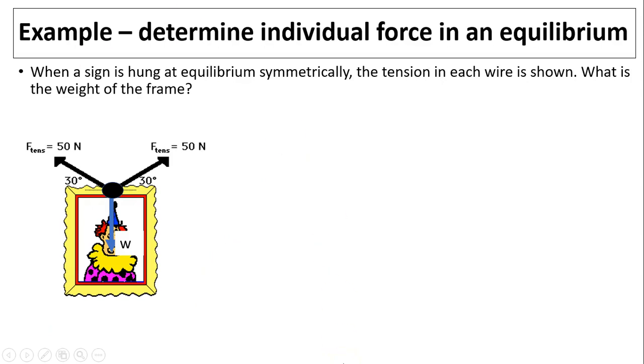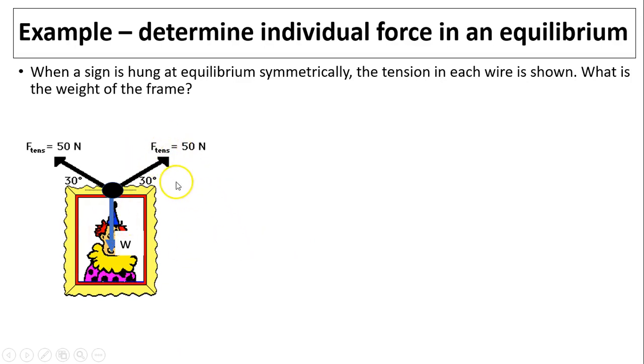Another example: determine an individual force in an equilibrium situation. You have probably seen a frame at home hanging by 2 wires, and the frame is in equilibrium. The frame is at rest. When a sign is hung in equilibrium symmetrically, the tension in each wire is shown: 50 newtons, 50 newtons. In this case, what is the weight of the frame? The angle between the tension and the horizontal is 30 degrees.